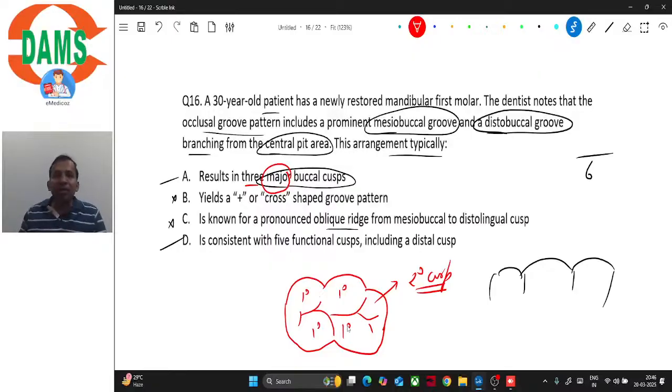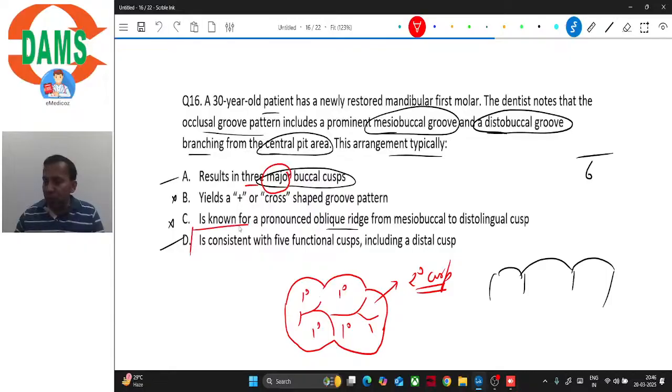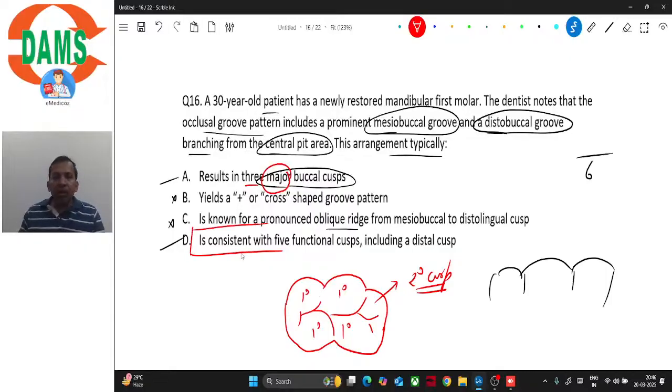Very good पंक्ति, ठीक है ना? तो इस तरीके से अगर आप सोचोगे तो आपको आसान होगा रूल आउट करना, right? It would be easier for you to rule out. So option D is the correct answer, right?